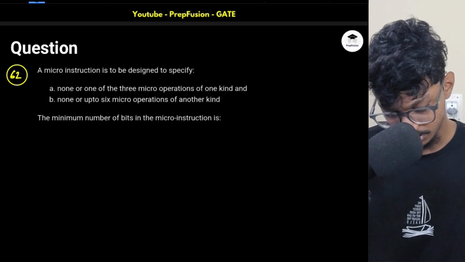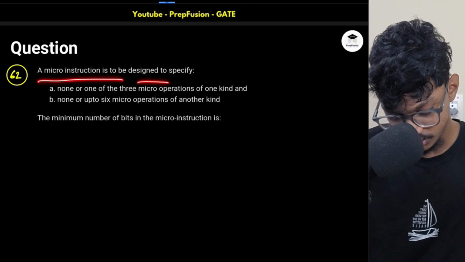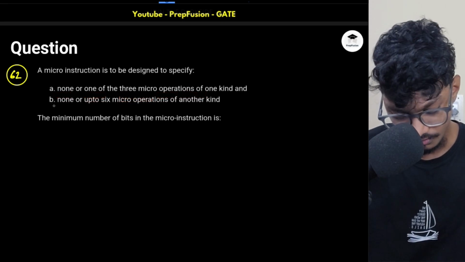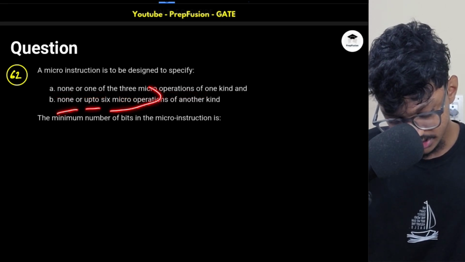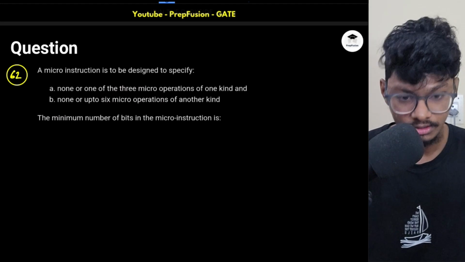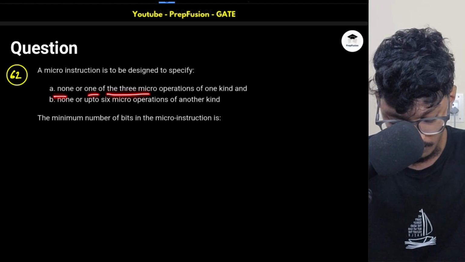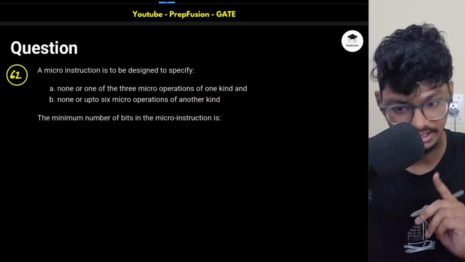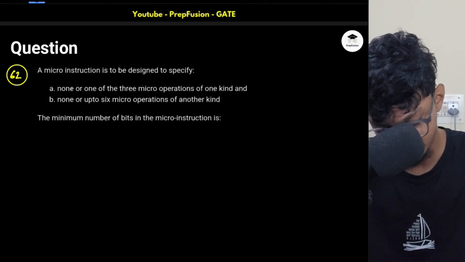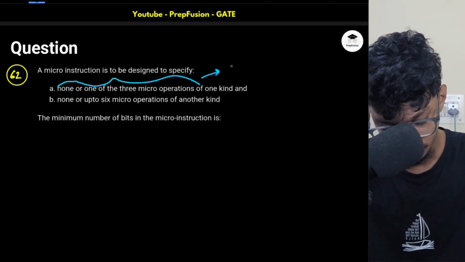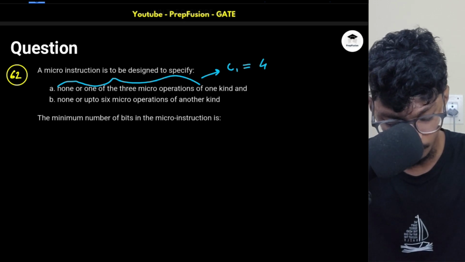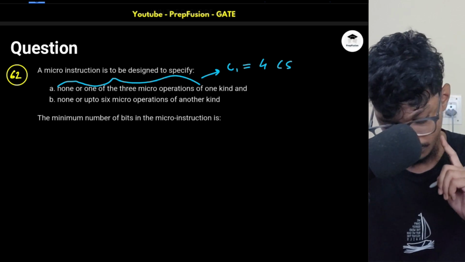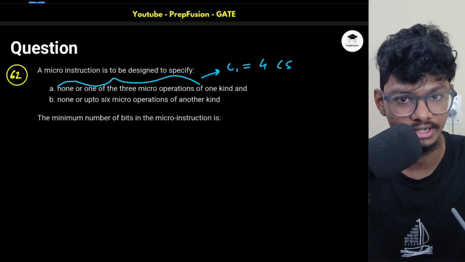So let's read another question. The micro instruction is to be designed specifically for none or one of 3 micro operations of one kind, and none or up to 6 micro operations of another kind. So none or one of the 3 micro operations of one kind will be active, basically. This can be defined as a group G1, where I will have 4 control signals, where either none of them are active or one of the 3 is active.